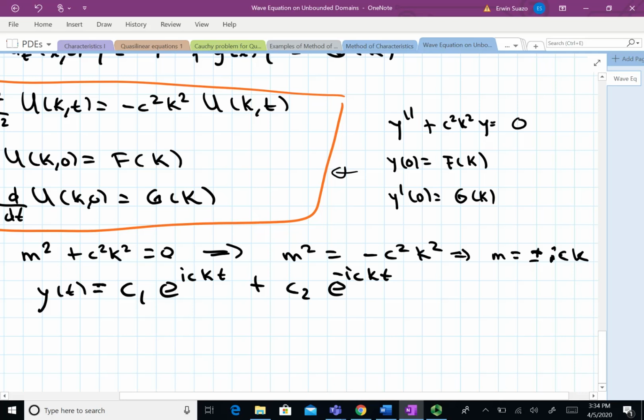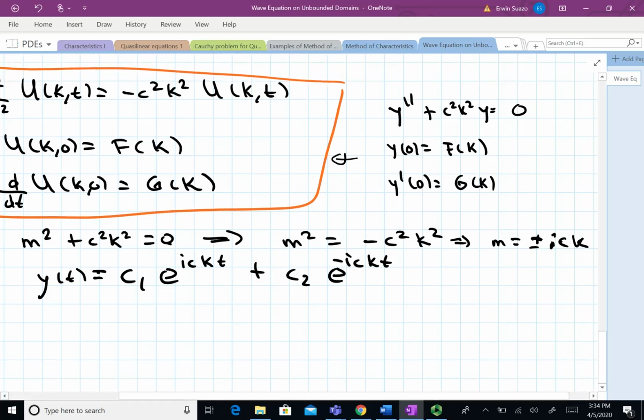Engineers and physicists, and mathematicians also, prefer to work with e to the i c k t rather than cosine of ckt plus i sine, because it's too complicated to apply the Euler formula. You're going to see how nicely everything simplifies. Okay, so this is my solution, but I have y(0) equals F(k). That means I need to plug in t equals 0, and I get C1 plus C2.